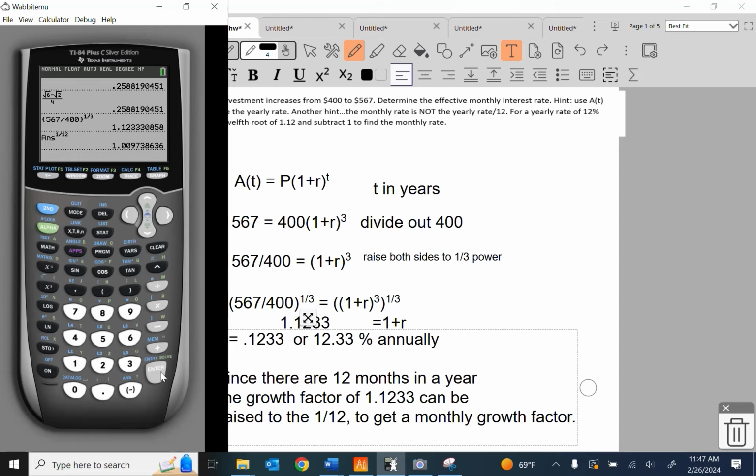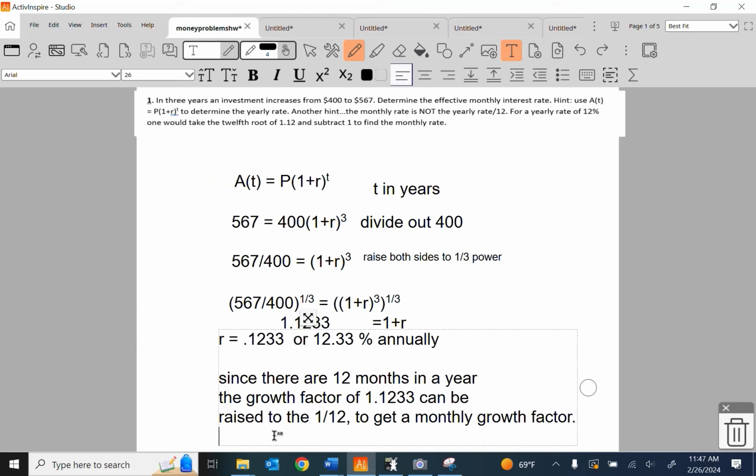And I get about 1.0097. So the monthly growth factor is equal to 1.0097, which means the monthly rate is 0.0097 or 0.97%. So there's everything for 1.